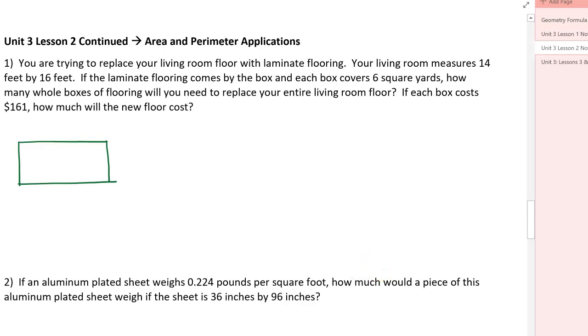Unit 3, Lesson 2, Area and Perimeter Applications.